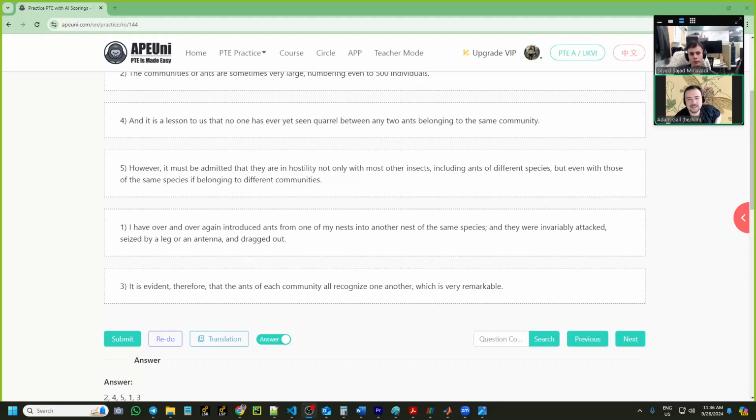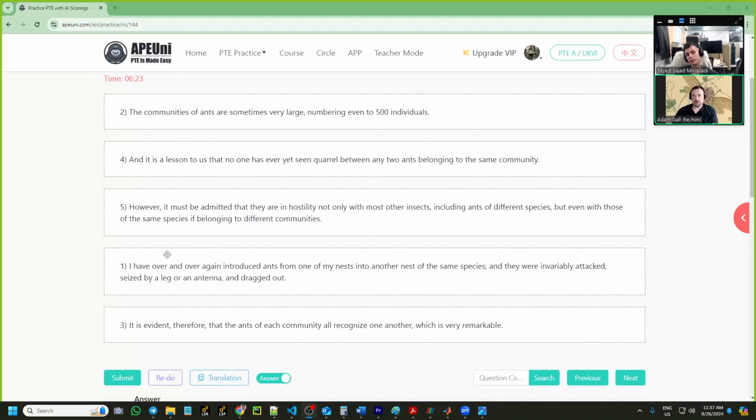as kind of pets. So they're saying, I introduce ants from one nest into another nest of the same species. The ants that I introduce get attacked by the ants that live there. So the locals attack the outsiders. They seize them, that is, they hold them. To seize is to kind of grab. It's more physical in this case because they seize them by the leg or antenna. So they grab them by their leg or their antenna and they pull them out and make them leave.